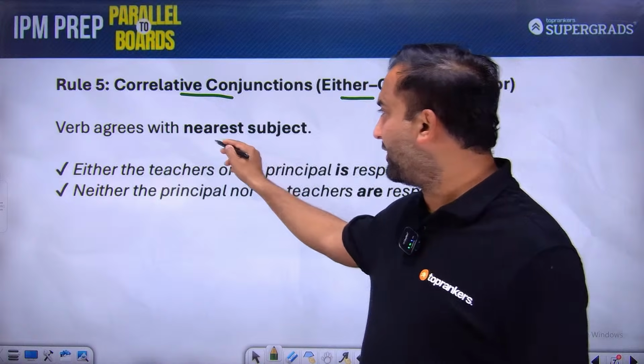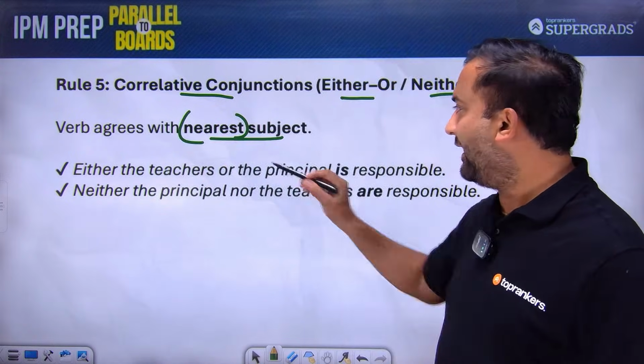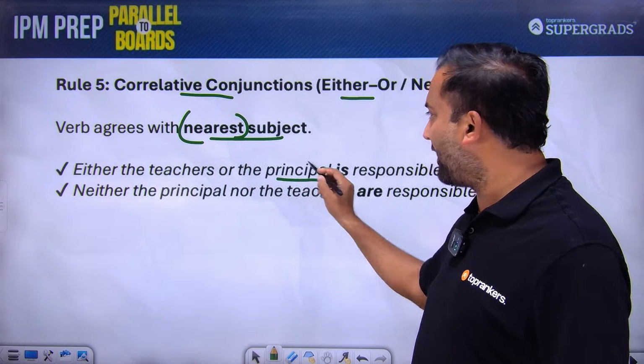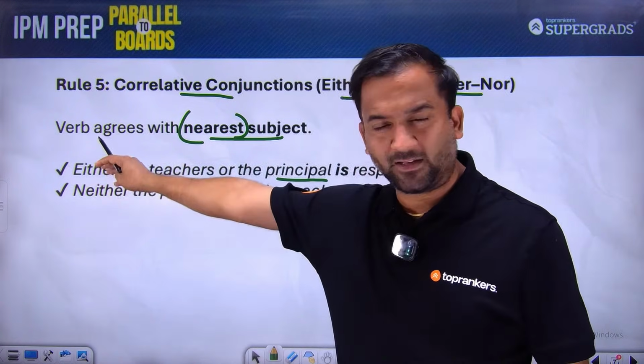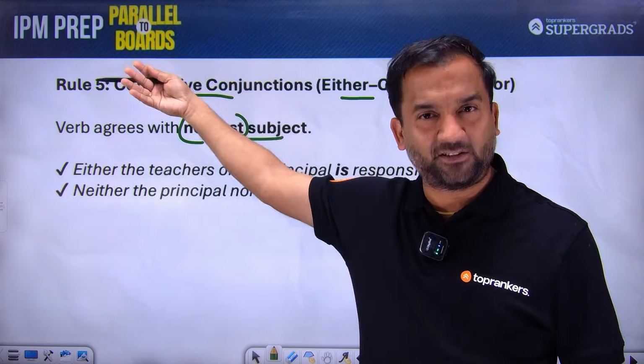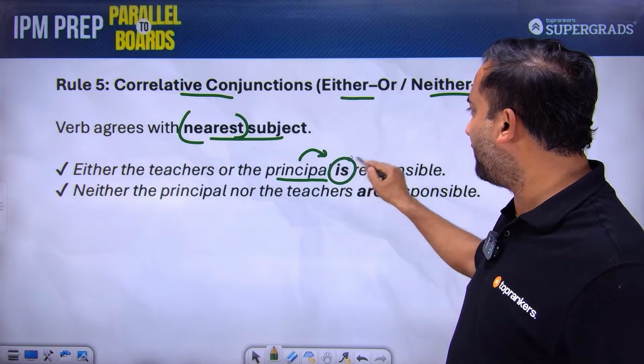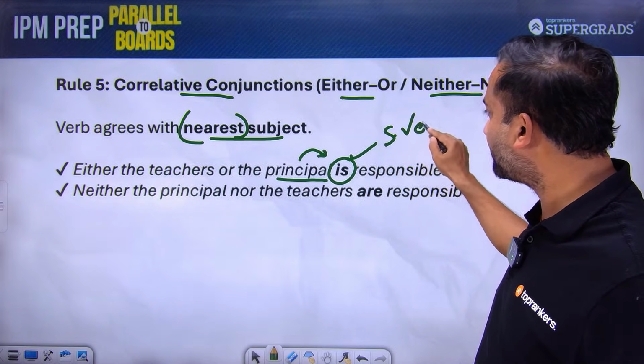Verb agrees with the nearest subject. This thing called nearest is very important. "Either the teachers or the principal." Now it is not the case here that the main subject is teachers, because we have correlative conjunctions either-or. So principal, being a singular subject, will take a singular verb.